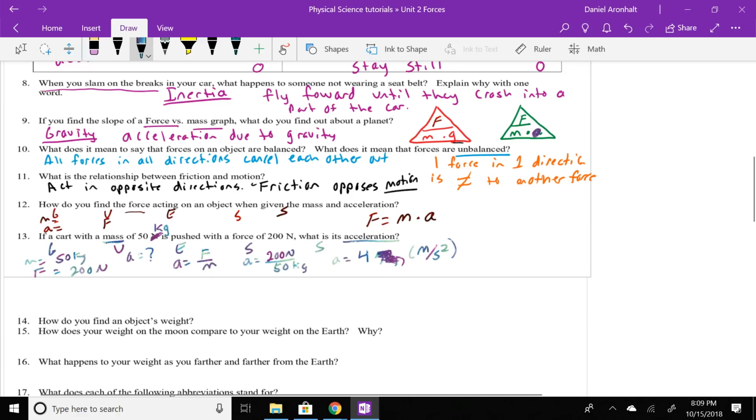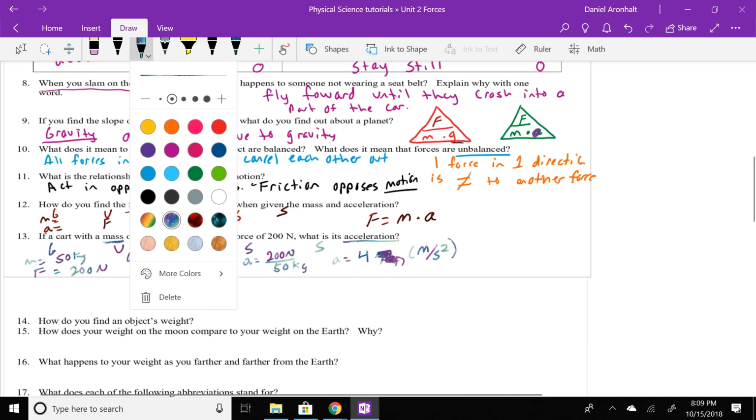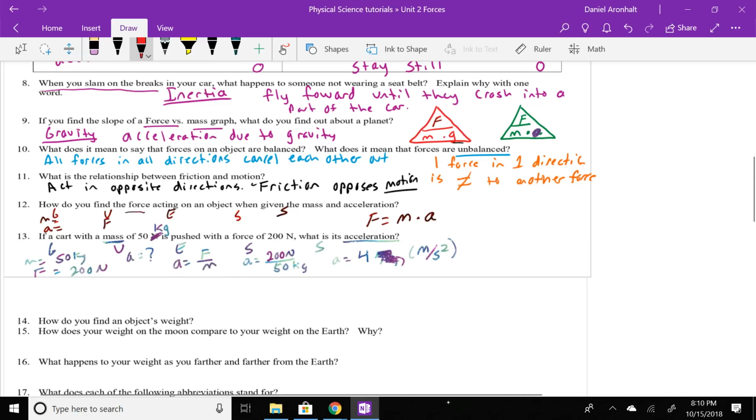Okay, problem number 14. How do you find an object's weight? Well, your job is to realize that weight is a synonym for another word. In my class, I spent a long time explaining these synonyms. Synonym for gravity and acceleration. Gravity is acceleration. And what's the synonym for force? What word means weight? The answer to that is force. They mean the same thing. So go to our equation. If weight equals force, cover up the force, and it is F equals M times A, or M times G.